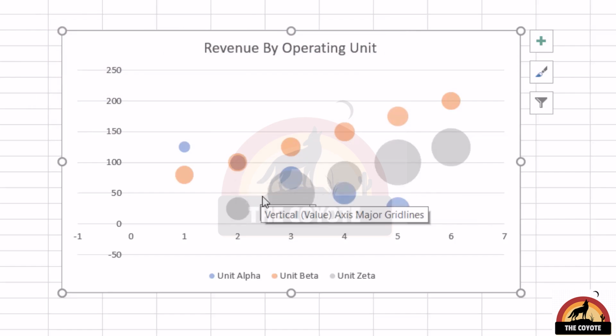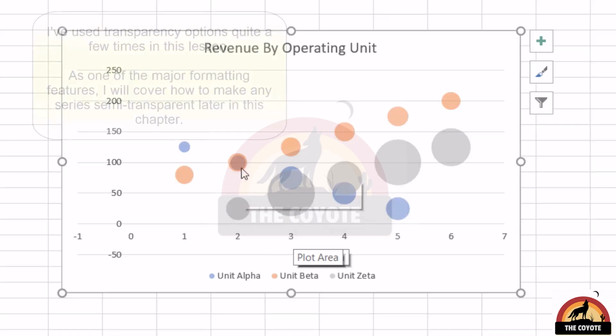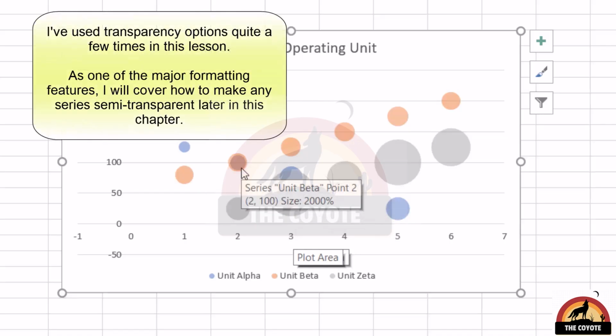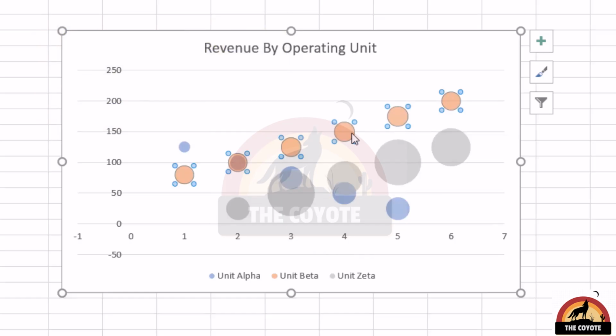As you can see, unit zeta's high level of revenue per employee nearly hides the unit alpha amount at 3, while the unit beta completely hides unit alpha at 2. We'll cover some of the more common customizations in more detail later this chapter, but for now you can see that I've simply used a transparency setting.